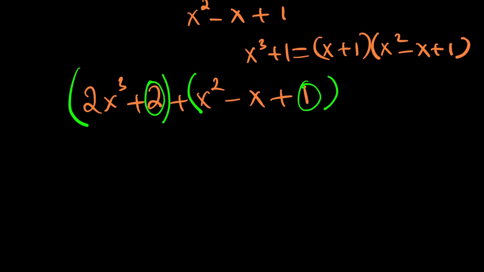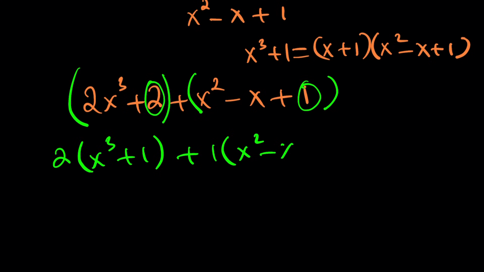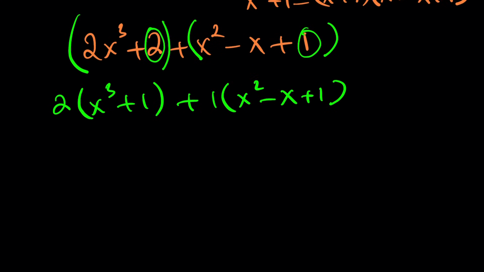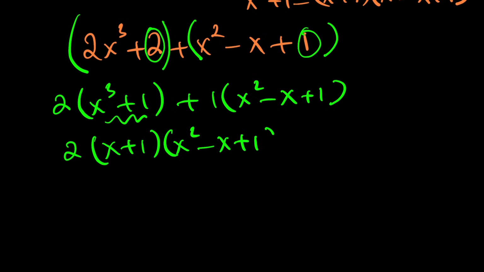And each piece is factorable. How? First of all, you can take out a 2 here, and then just keep this as is, or just put a 1 in front of it so that we know how to factor it. Now this is a sum of 2 cubes. You know what I'm talking about? And you can factor this as x plus 1 times x squared minus x plus 1, plus 1 times x squared minus x plus 1. And the whole thing is equal to 0.